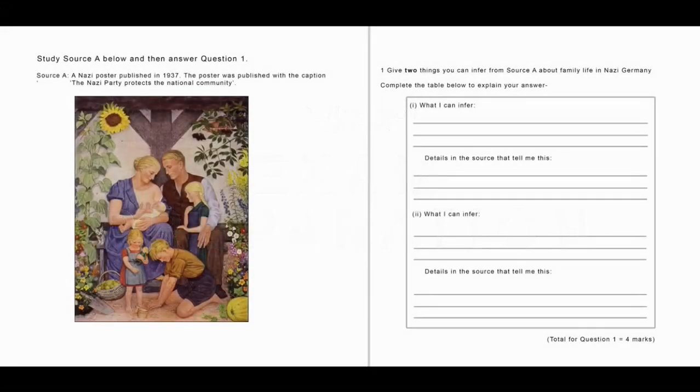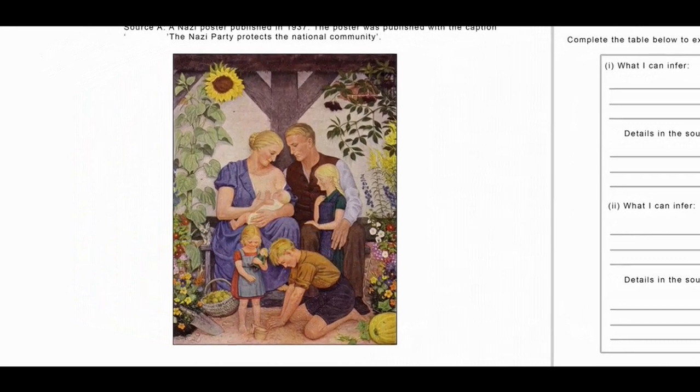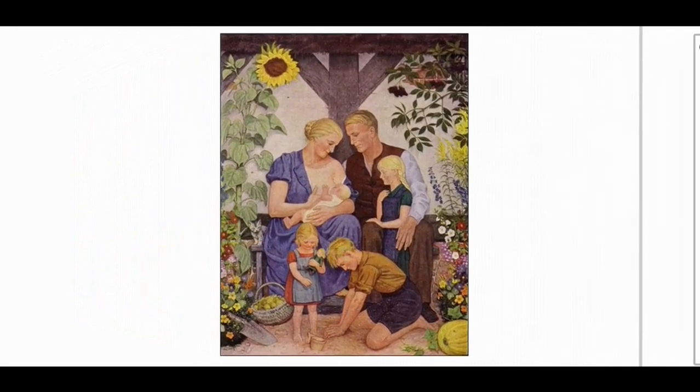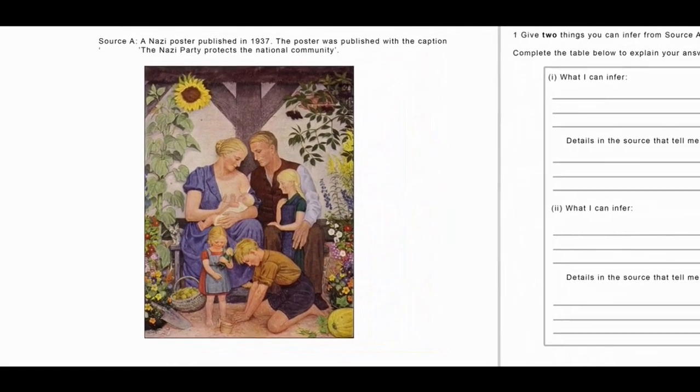The first question on the exam is an inference question. And what's really important about this, and you can see it from the way that the exam board have set up the structure for you to answer the question, is that you need to make an inference from the source. It's most likely going to be a pictorial source. Sometimes it'll be a written source, but often it's going to be a pictorial source. But then you must select the detail from the source that supports the inference that you are making.